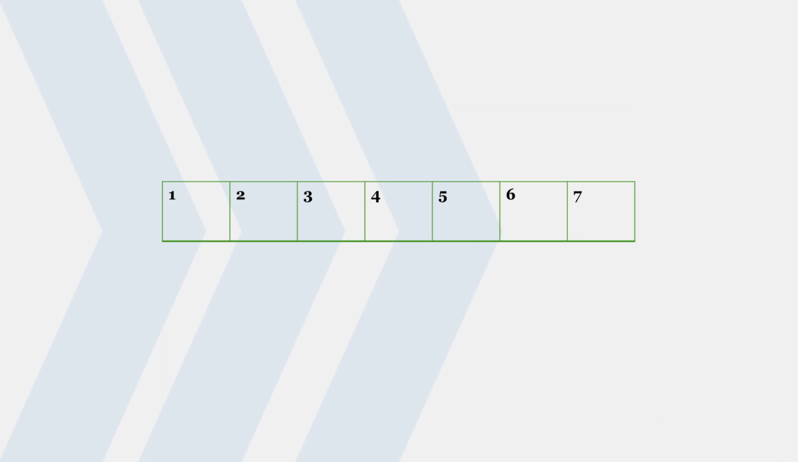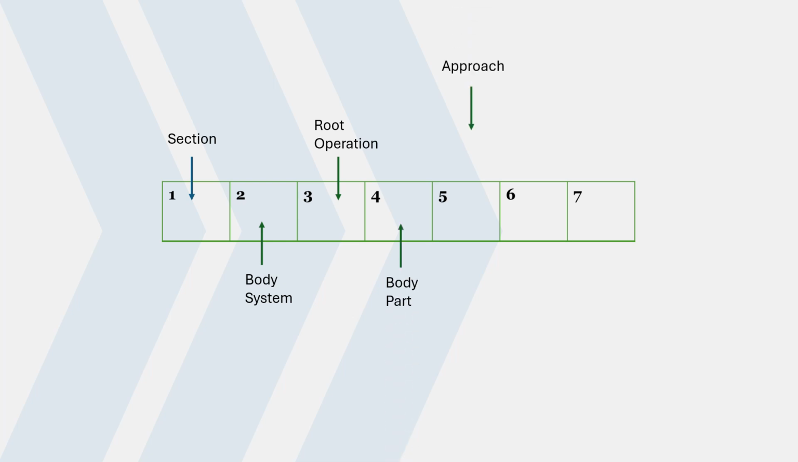To give you a better explanation of the character values, the first character value is for section, the second character value is for body system, the third character value is for root operation, the fourth character value is for body part, the fifth character value is for the approach, the sixth character value is for the device, and the seventh character value is for the qualifier.